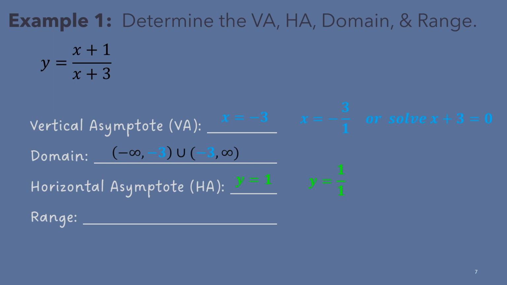That value splits the range from bottom to top. Negative infinity to 1, union 1 to positive infinity. So once you've got asymptotes down pat, domain and range is a piece of cake.